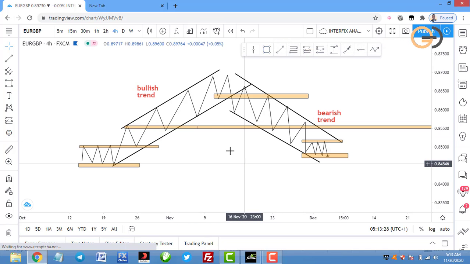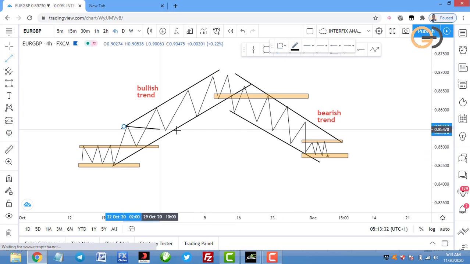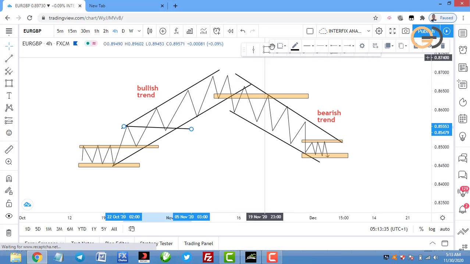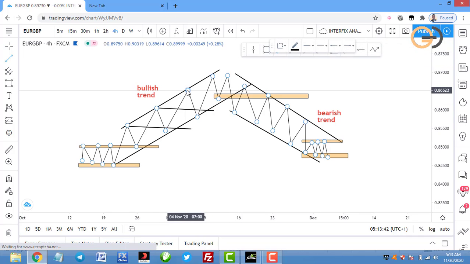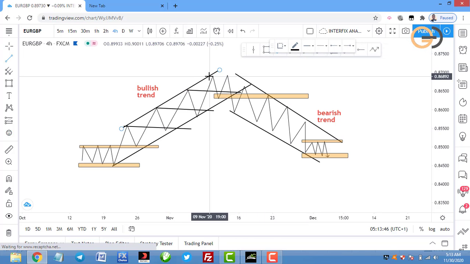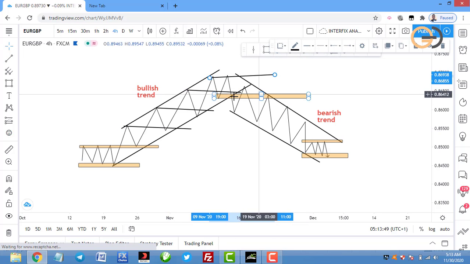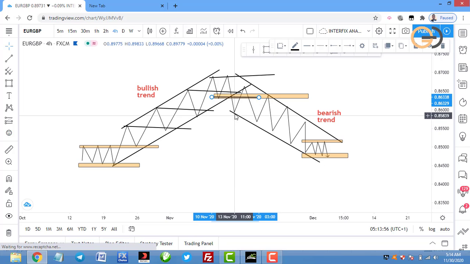Okay, so the market moves again, breaks the previous high. Market moves again, breaks the previous high. But this time around, it failed to break the previous high. Rather, it broke the low. And once the low is broken, the market has to retest that place and then start another trend.